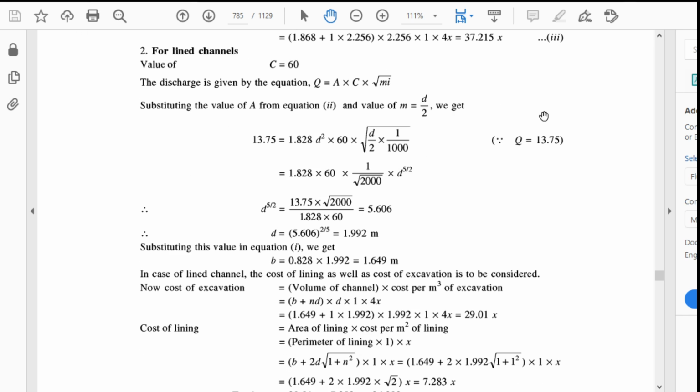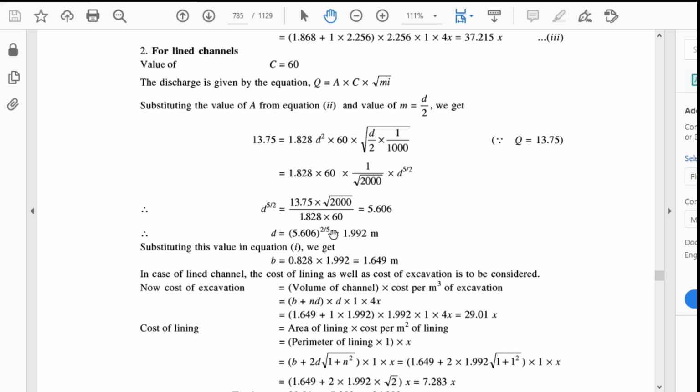Now we'll see what happened for the lined canal. For the lined canal, the method is the same, only we have to change the dimensions because the value of Chezy's constant is different here. The value of C is 60. Now discharge by using this equation will be A C root(m i), and the only changed value is C here, so D and B will be changing.